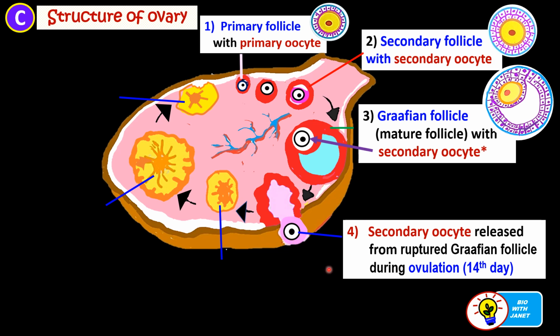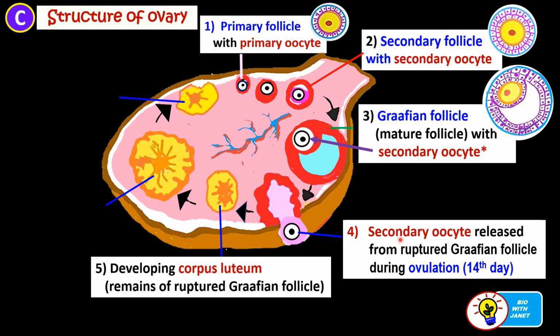So the secondary oocyte is released into the fallopian tube, and it may or may not be fertilized in the fallopian tube. Now what happens to the Graafian follicle? It will form the corpus luteum. Alright, so the corpus luteum are the remains of the ruptured Graafian follicle. It will start to develop and grow bigger and bigger, and it will secrete the hormones progesterone and estrogen. Okay, by the way, the Graafian follicle secretes what hormone? Estrogen. Okay, but the corpus luteum secretes progesterone and estrogen.